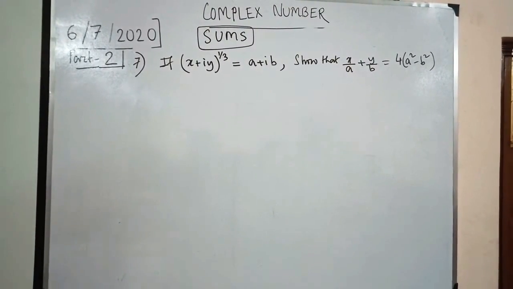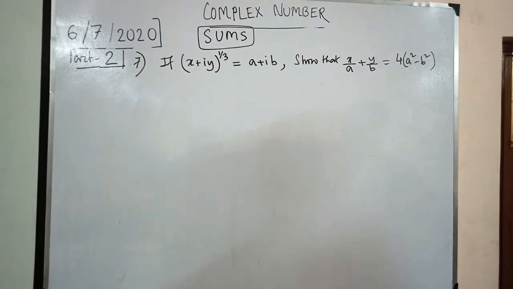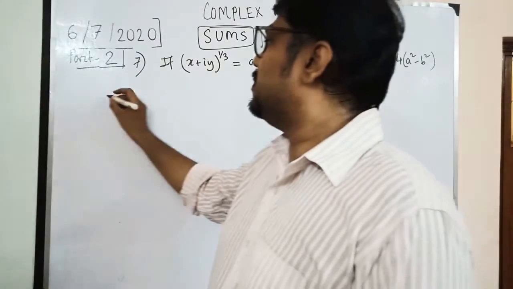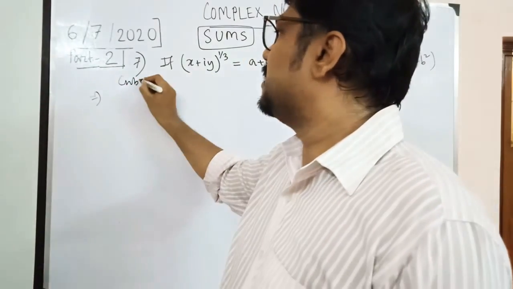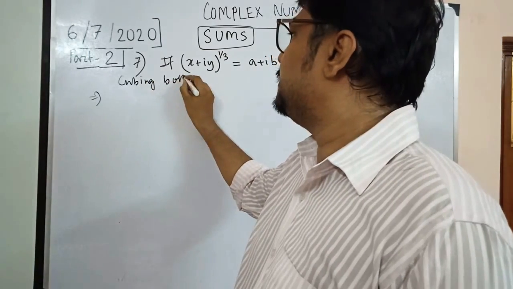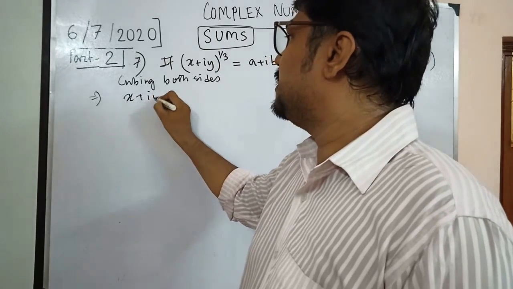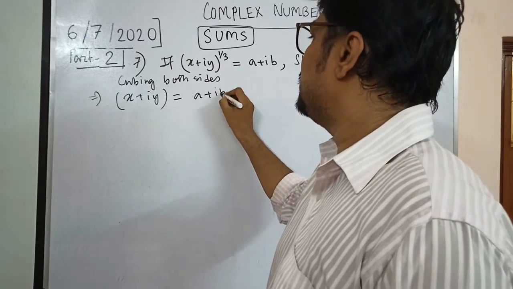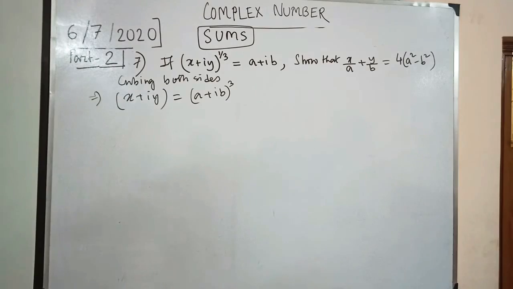Here we get a sum: x plus iy to the power 1/3. That means the cube root of this part is equal to a plus ib. We have to show this. So again we will try to equate both parts. So what I do, I'll do cubing both sides. If I cube this side, I get x plus iy, and if I cube this side, I get a plus ib, which is whole cube.